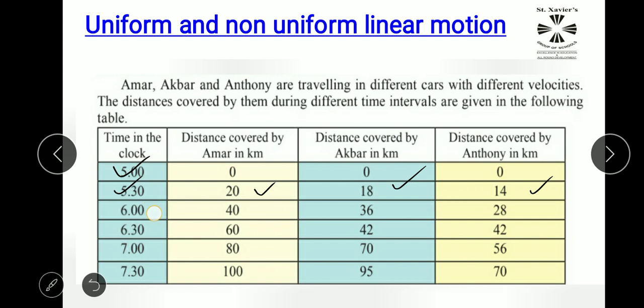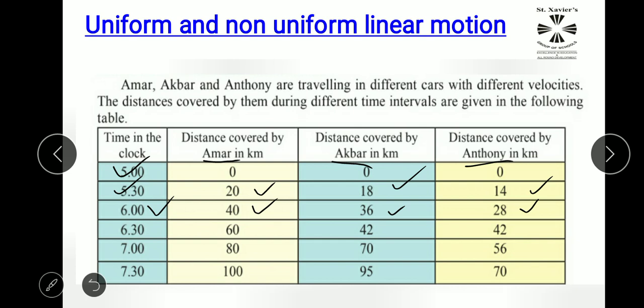In the second half hour, students, the distance added is 20 and it becomes 40 in the case of Amar. In the case of Akbar, 18 km more is travelled and the total distance becomes 36. In Anthony's case, 14 km more is travelled and the total distance becomes 28 kilometers, students.